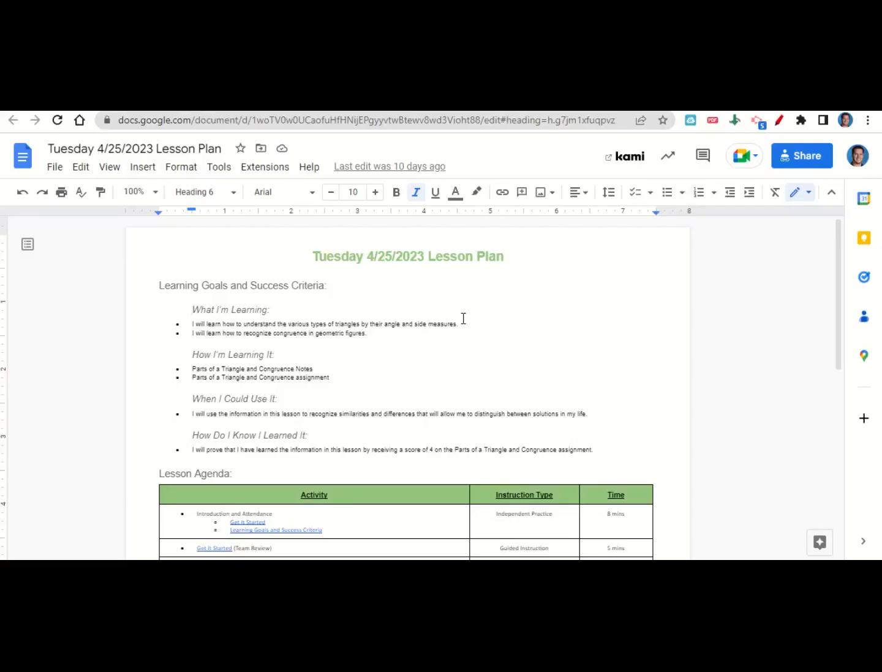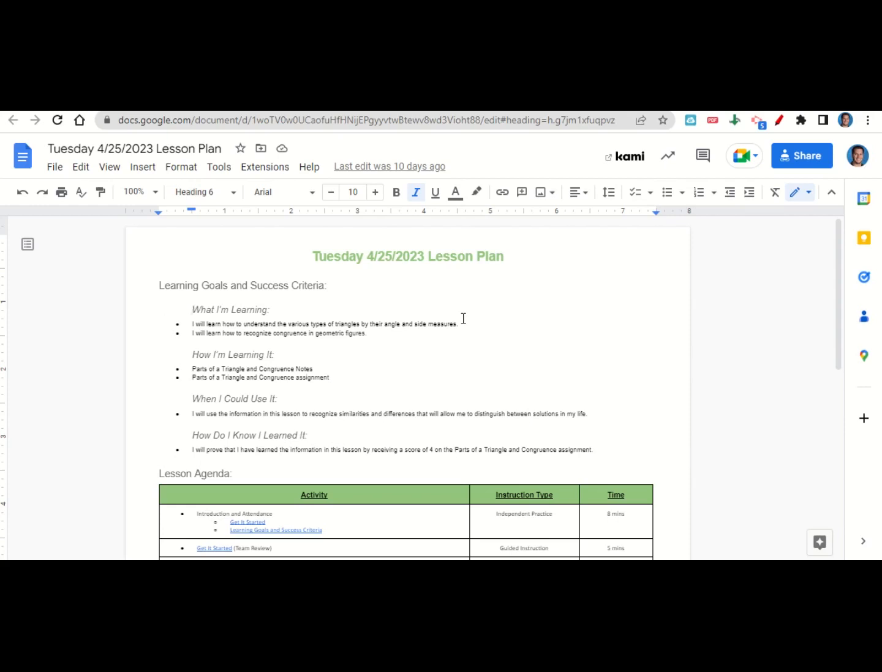Welcome, everyone. Let's begin our lesson for today by going over the learning goals and success criteria. First, what are we learning? We're learning how to understand the various types of triangles by their angle and side measures and how to recognize congruence in geometric figures. How are we learning it? Through the parts of a triangle and congruence notes and the parts of a triangle and congruence assignment.